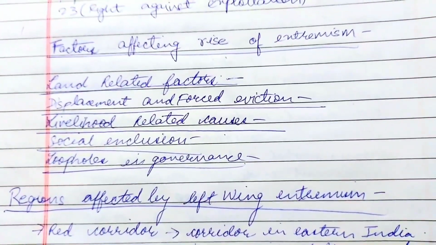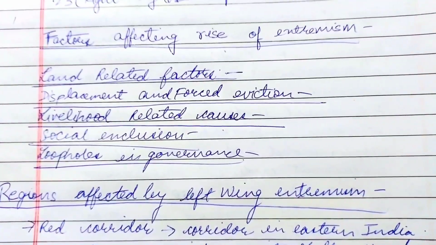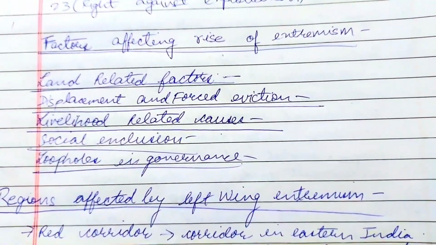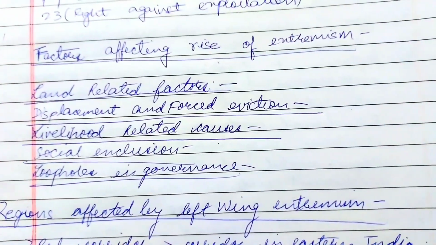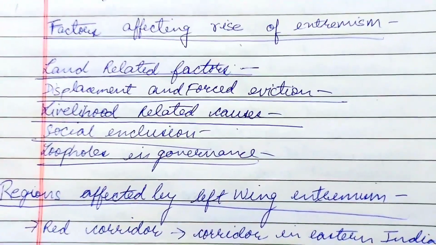Then disruption of traditional occupation and deprivation of traditional rights and common property resources. So in common property resources, there is a deprivation of traditional rights.